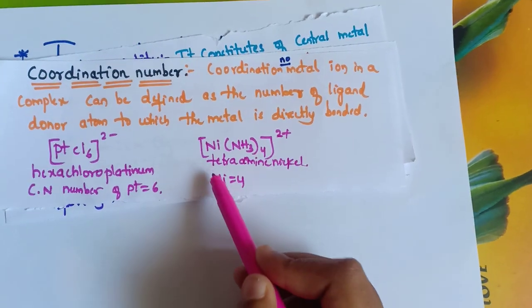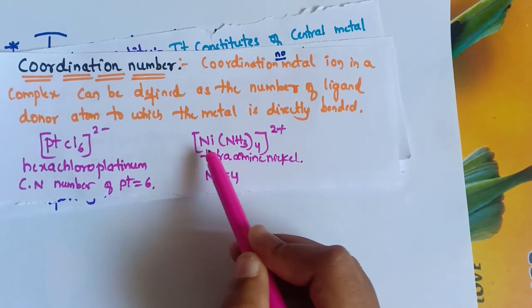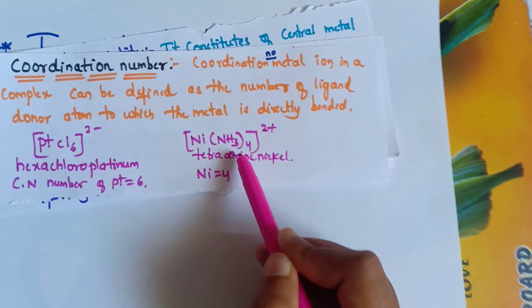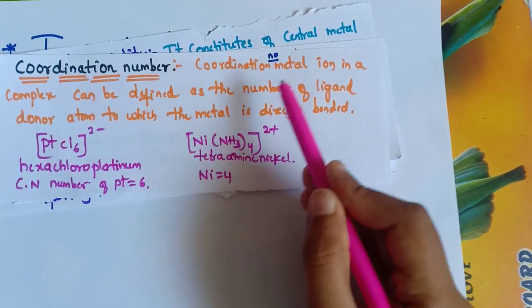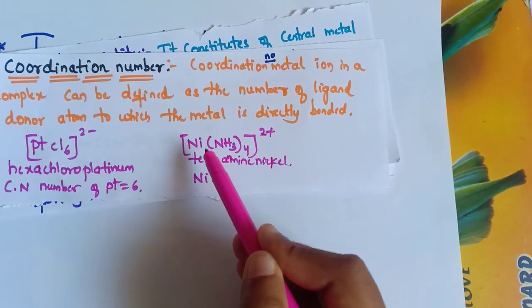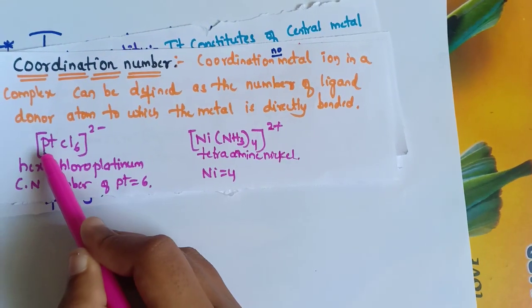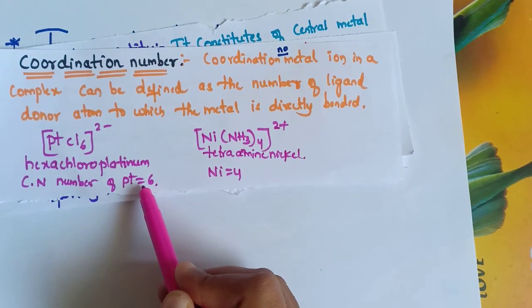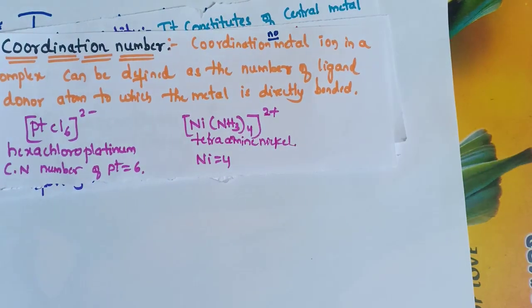And in the tetraamminenickel we can see here Ni is bonded to NH3 4. That means here the coordination number of the Ni is 4. Coordination number is nothing but the number of ligand donor atoms to which the metal is directly attached. Here this metal is directly attached to NH3 4 and here this metal is directly attached to Cl6. So it is coordination number 6 and in the nickel it becomes 4.